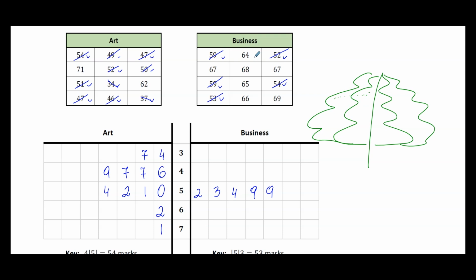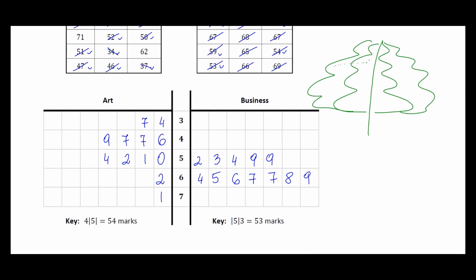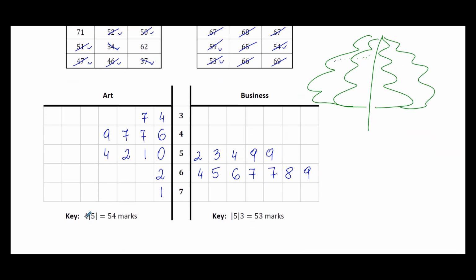Again, we are looking for the smallest value. 64 is the lowest. Then we have 65. Then we have 66. Then we have 67, so double 7. And then 8 and 9. That way we fill all of them. And that's what that key means. When I'm looking at 4 and then 5 in the middle, that means 54. Or on this side, if I have 5 and 3, that means 53 marks.